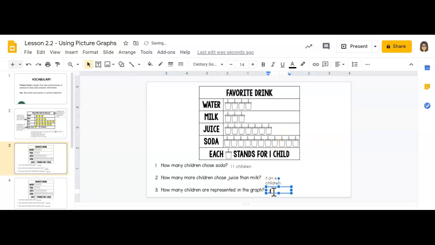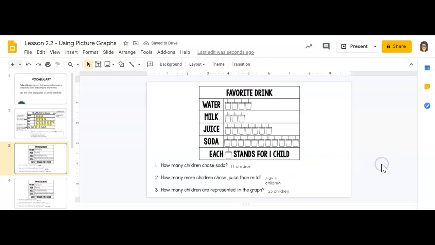Now remember, this time we counted by ones because each cup stood for 1. As you move through different examples, you might have pictures that stand for 2 or for 5 or for 10. Make sure you pay really close attention. I think you're going to do awesome.